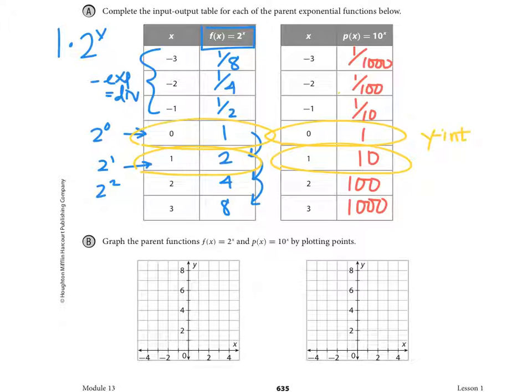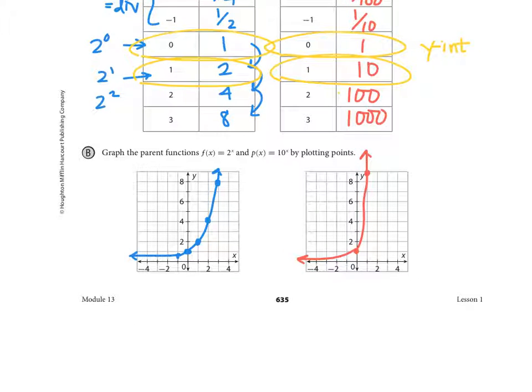So if we look at these two graphs, notice, like I've already said, they have the same y-intercept here, and that first point is pretty easy to plot, and they both have generally the same shape. It's just that the 10 to the x is obviously going to grow much quicker. Because that 10 is larger than 2, that's an example of a vertical stretch.